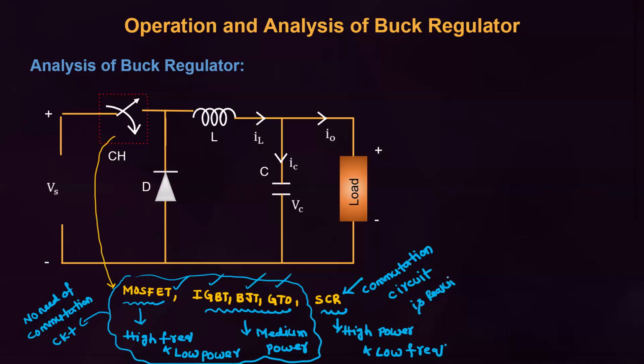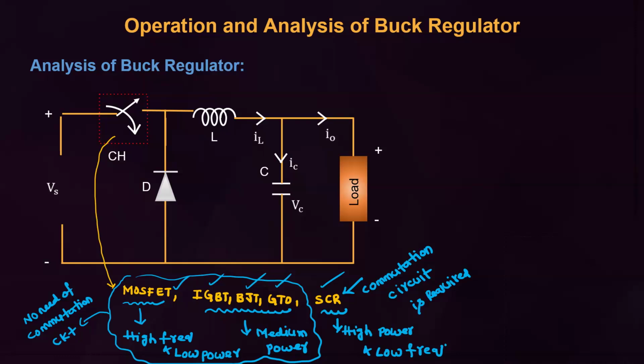But you have a doubt, sir. If you use SCR, it requires a commutation circuit. Then why are you going for SCR, sir? This is preferable. Yes, most of the applications we are using this one only. But in high power application, no other choice, go for SCR only. If you see nowadays, in most of the electrical vehicles, EVs, instead of SCRs, they are preferring GTO.